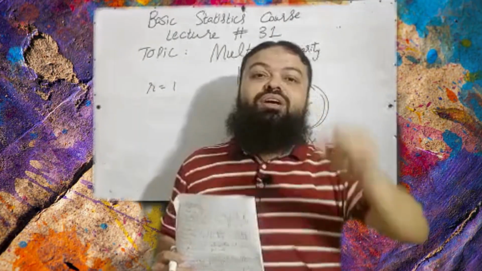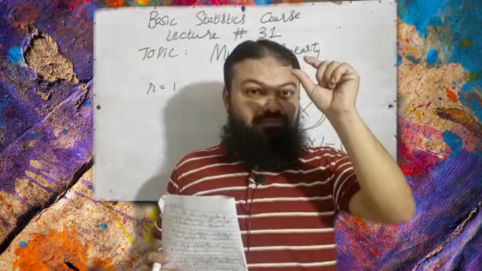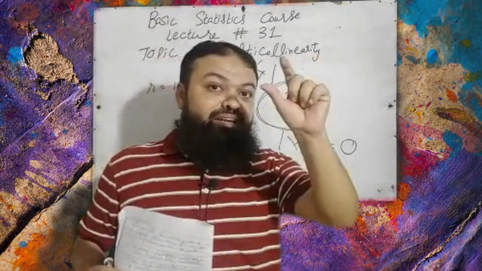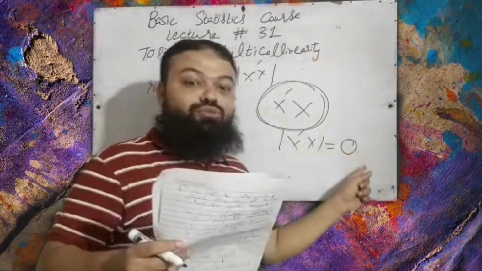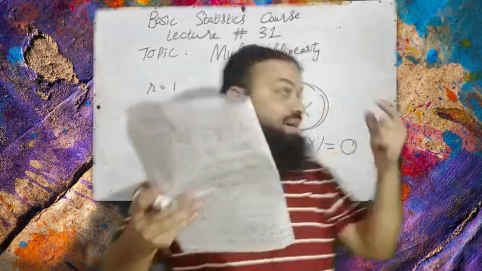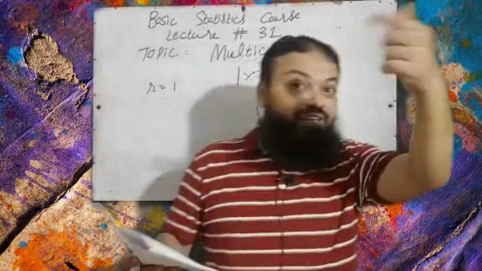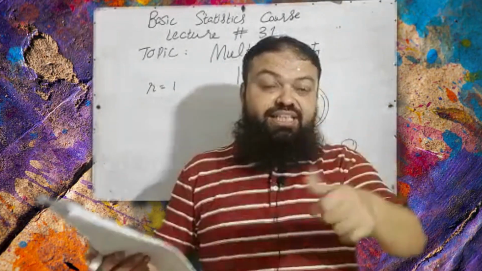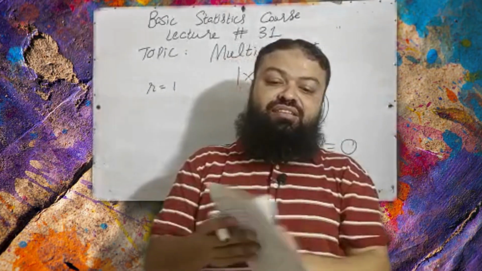As I told you, when R is equal to 1, there is perfect multicollinearity, then X prime X will be a singular matrix, its determinant will be equal to 0, and here the D option is X prime X determinant is not equal to 0. That is the incorrect one. Actually, that is our need. D will be the correct option in the exam.